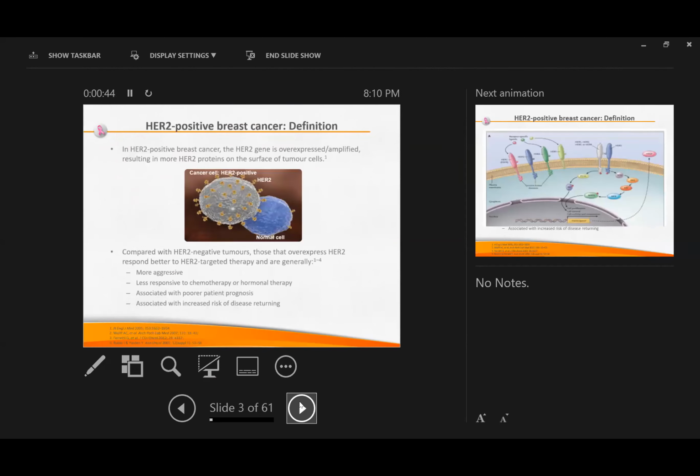Now, HER2-positive breast cancer is just a type of breast cancer where the HER2 gene is overexpressed or amplified. What essentially happens is that the cell on its surface starts expressing these HER2 proteins.